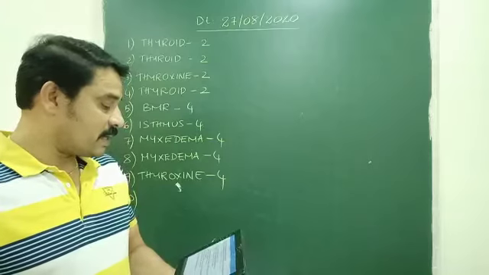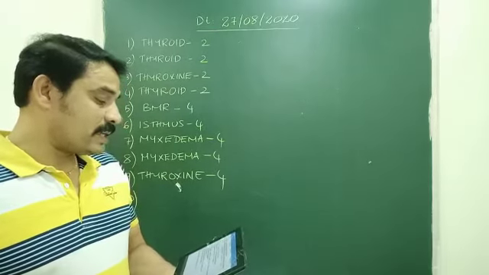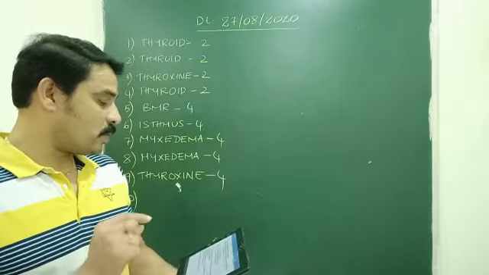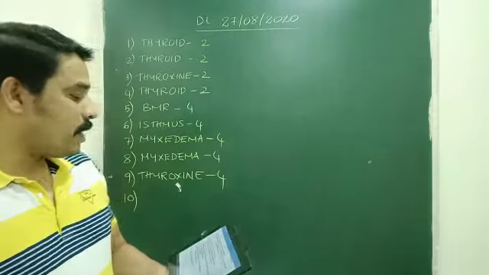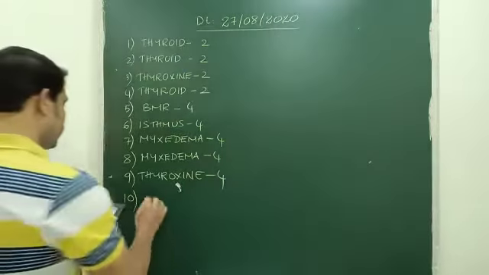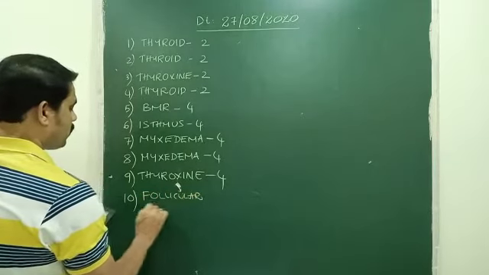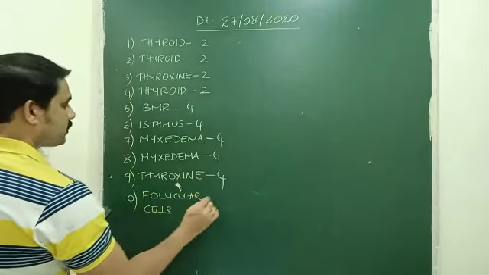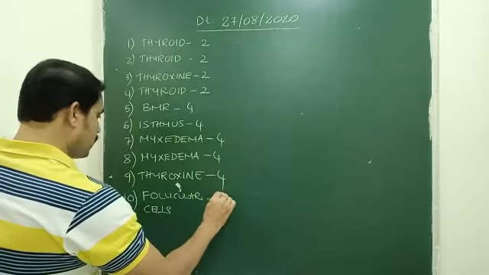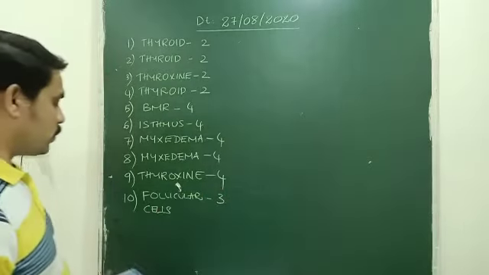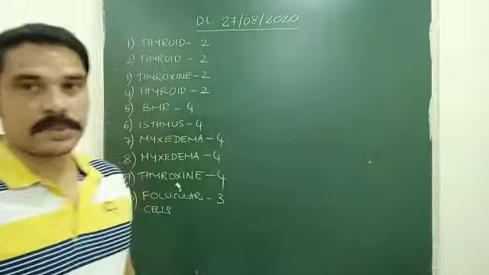The last bit, 10th bit, thyroxine is secreted by. Thyroxine is secreted by follicular cells of thyroid gland. So the third option given is follicular cells. So that is right. So answer is follicular cells, and this is given in third option. So for question number 10, the correct option is third.